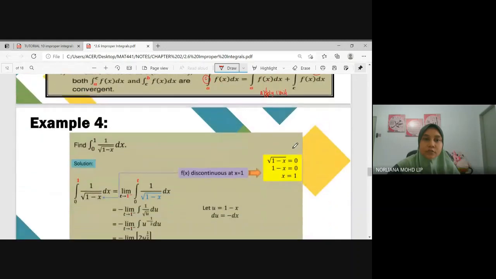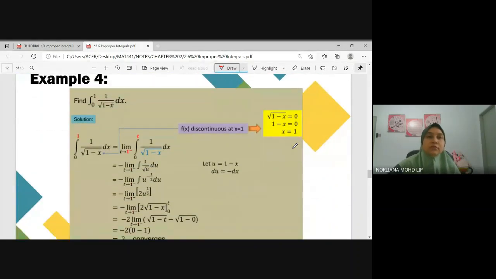Okay, example 4. Integral of 1 over square root 1 minus x dx from the interval 0 until 1. So first we have to check the discontinuous. Kita check dia punya denominator. Kita tak boleh 1 over 0 kan, this function cannot be 1 over 0. So this function is discontinuous at x equal to 1. So x equal to 1 means the problem dekat interval ni lah, the upper interval kan, the upper interval.